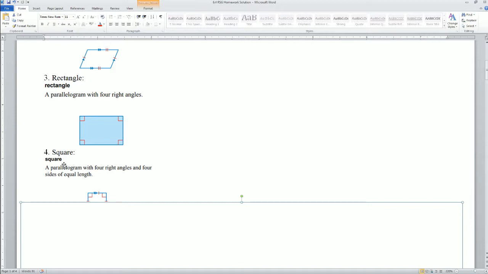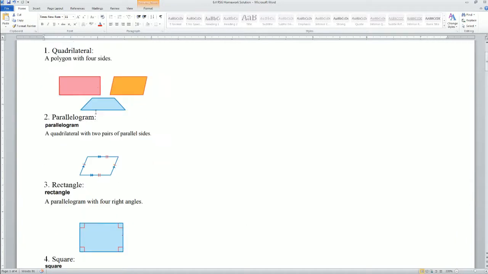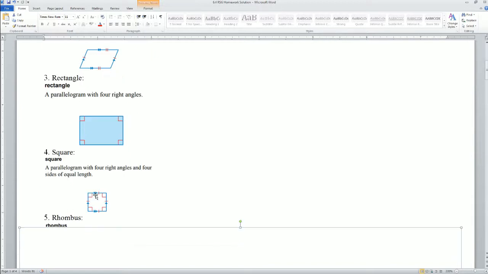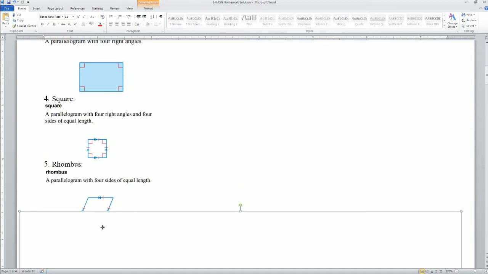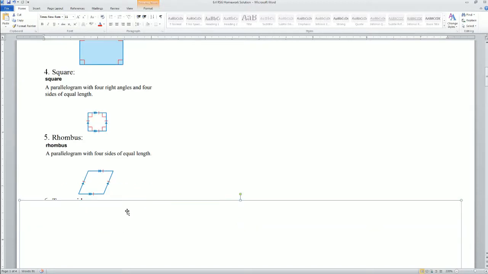Okay, a square is part of a rectangle. How is that? Again, it's a quad, four sides, a parallelogram, because the left side and the right side are parallel, top and bottom are parallel, 90 degrees, but also the lengths of the sides are the same as well. That's what makes it a square. A rhombus is like a square, but it's tilted to the side, so it's no longer 90 degrees. It's whatever angle measurement it is.